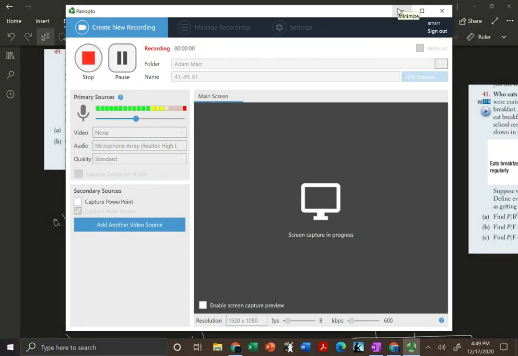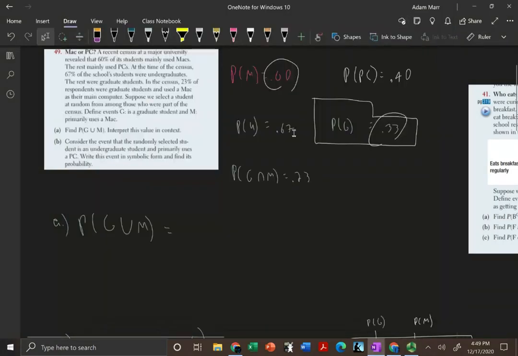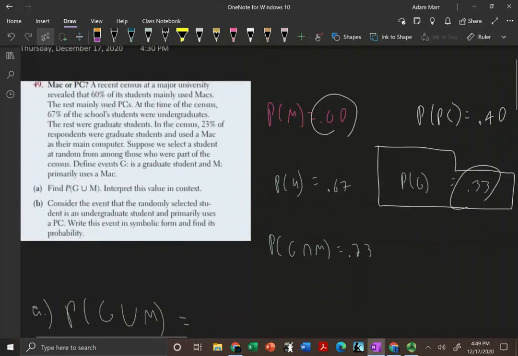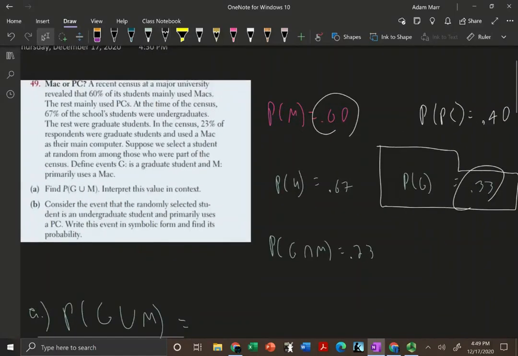Hey guys, we're just going to do a few problems here that people had asked for. I'll start with number 49. A recent census at a major university revealed that 60% of students mainly used Macs. The rest mainly used PCs. So you can see I already started my notes.